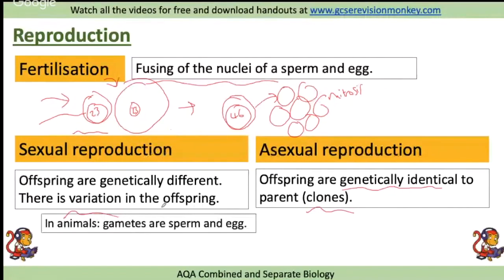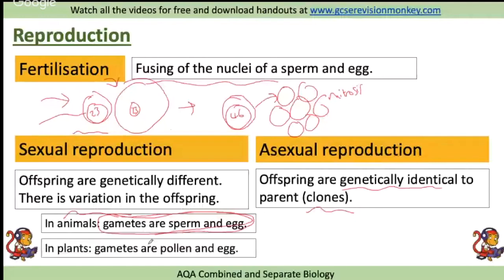Just to recap, in animals, the gametes, the sex cells, are the sperm and the egg. But in case they ask you in the exam, they also want you to be aware about plants, whereby the gametes are pollen and egg. So don't talk about sperm when you're talking about plants.